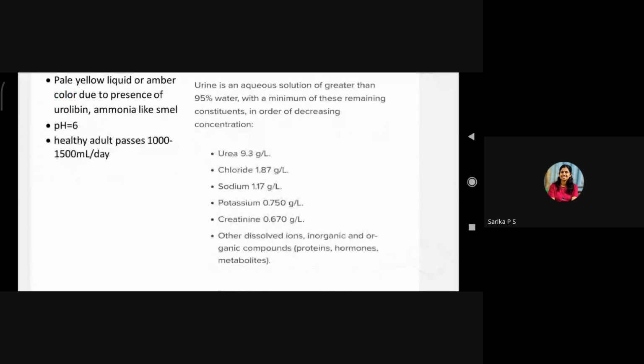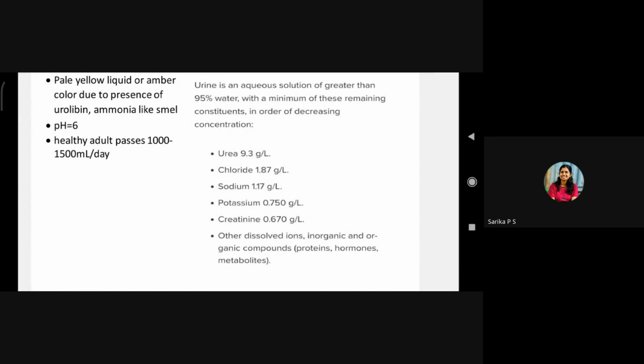Now, we will know what the components of urine are. Urine is an aqueous solution of greater than 95% water, with a minimum of these remaining constituents in order of decreasing concentration. That is urea, 9.3 gram per liter, chloride. You don't need to remember the amounts of all these components. Just see the constituents.